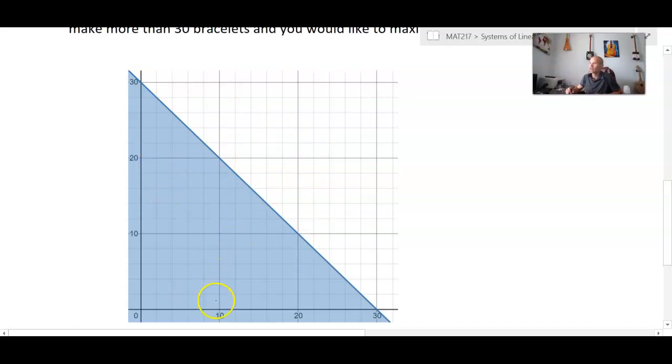Because that's 40 bracelets, so only the region that is underneath. So we could make 10 of bracelet A and 0 of bracelet B if we pick that point. Or we could make 10 and 10, or we could even make 10 and 20. We could make something in between, like 10 and 18 if we chose to. But what's our objective? Well, we can make up to 30 bracelets, no more than that. And we want to maximize our revenue.